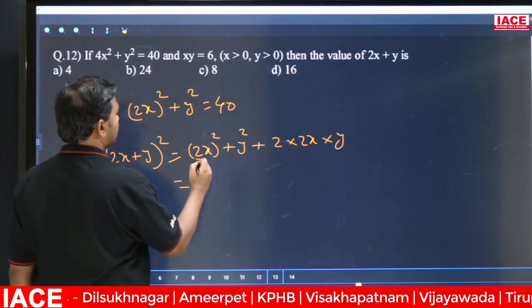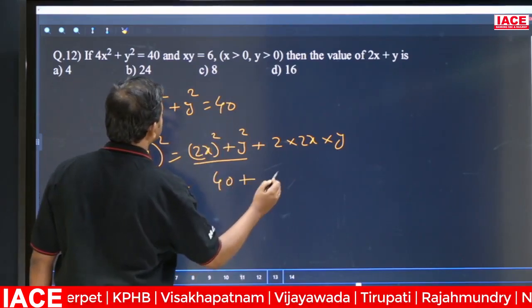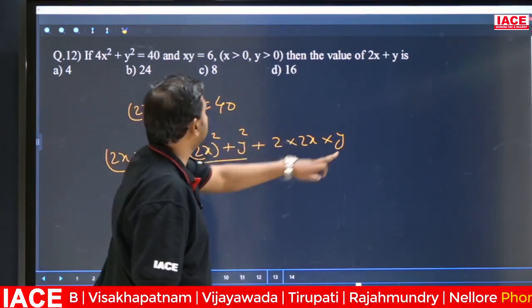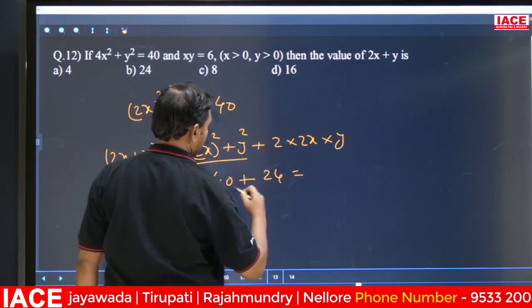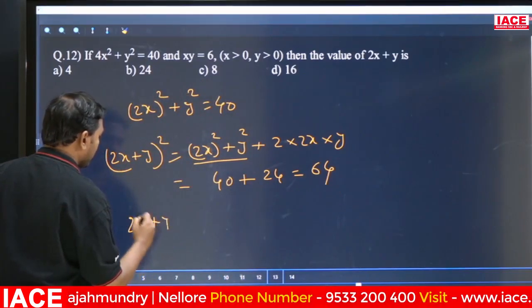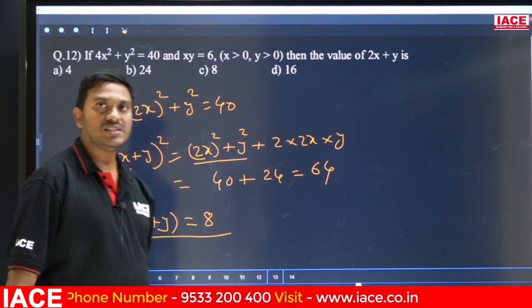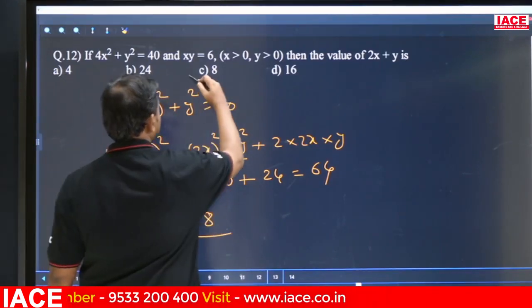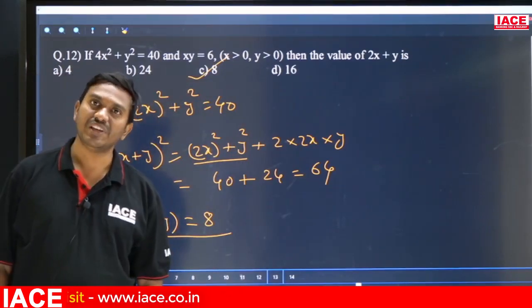What is 2x whole square plus y square? That is 40, plus what is xy? xy is 6. 4 times 6 is 24, so that is 64. So what is 2x plus y? 2x plus y is the square root of 64, which is 8. So what is the answer? Option C is the right answer. So 8 is the right answer.